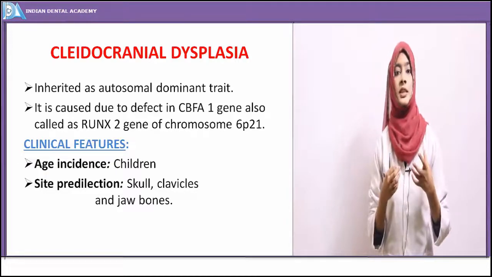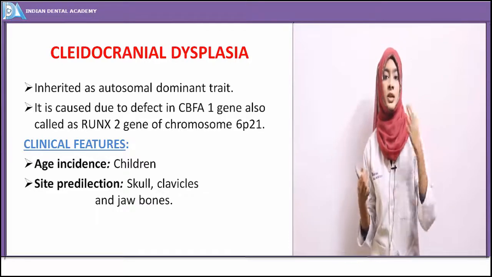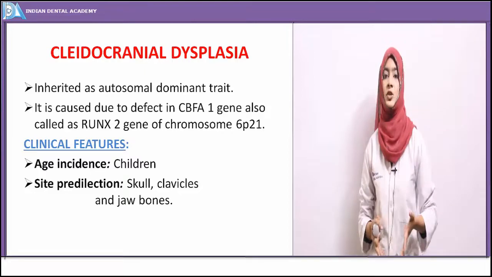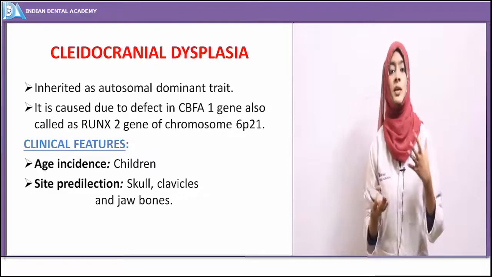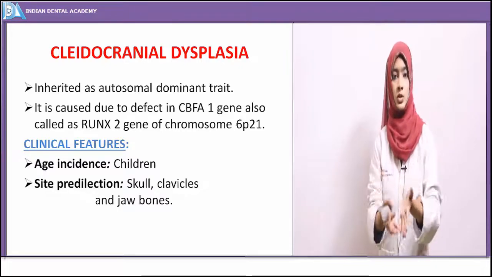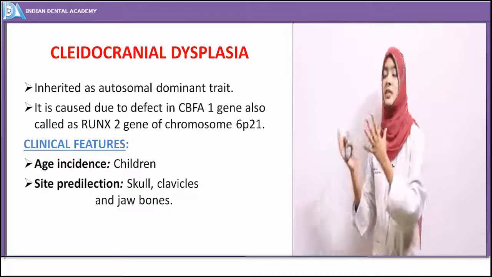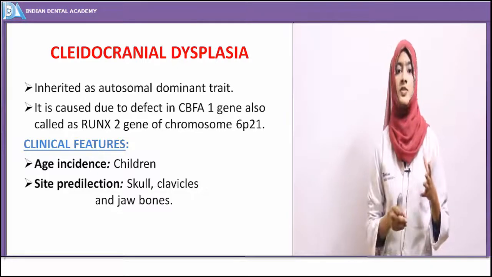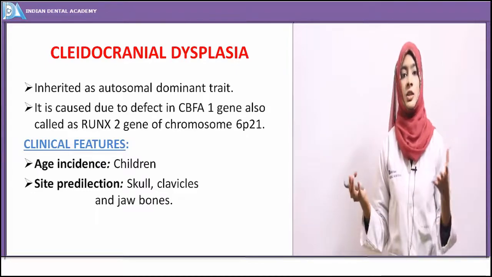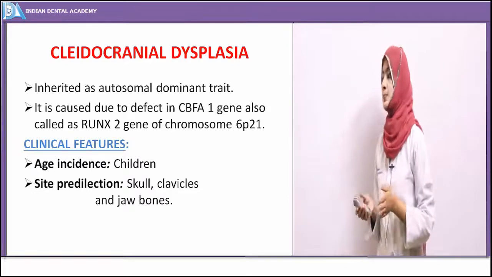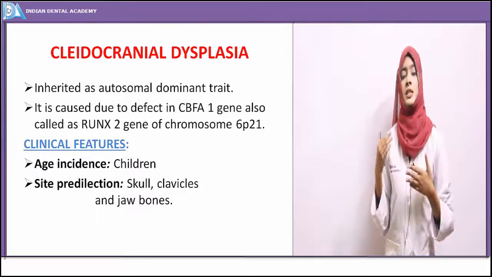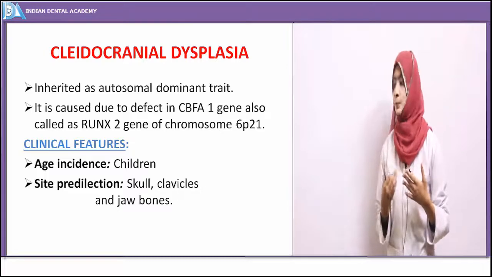So what happens whenever the clavicle is absent, the patient, the infant, can approximate both the shoulders in front of the chest. Normally we are not able to bring both the shoulders to the front, right? So in cleidocranial dysplasia, because of the absence of clavicle, there is extreme movement of the shoulder girdles, and the individual can approximate both his shoulders. So this is basically a congenital hereditary disorder, seen in infants or children.